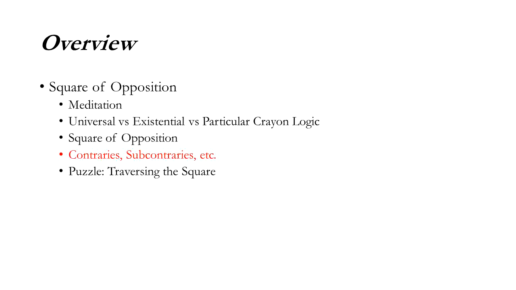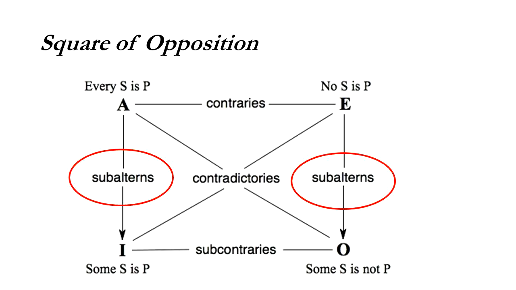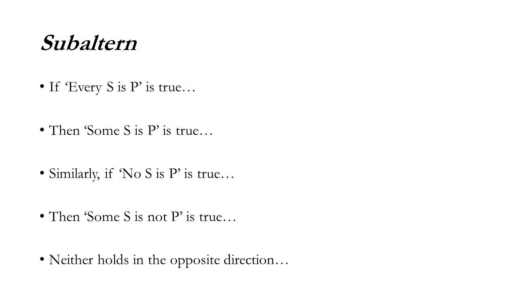Assuming you have done that exercise, I will move on to other aspects of the square that are worth unpacking. I'm sure you saw these terms, right? Like, what do all these terms mean? There are arrows and relationships and these weird names. Subalterns. We'll talk about this. Okay. This is what a subaltern is.